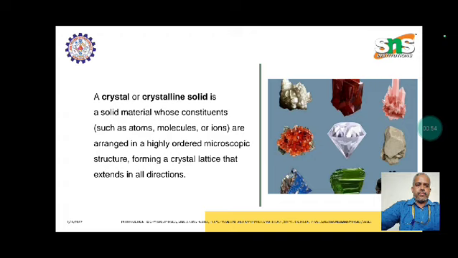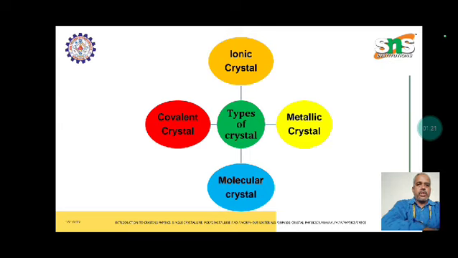So what is a crystal, or how do we define a crystal? A crystal or crystalline solid is a material consisting of atoms, molecules or ions arranged in a highly ordered microscopic structure, forming a crystal lattice that extends in all directions. The types of crystal are four: ionic crystal, metallic crystal, molecular crystal and covalent crystal.